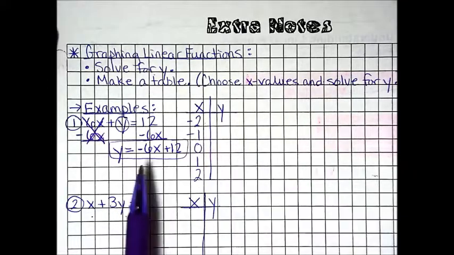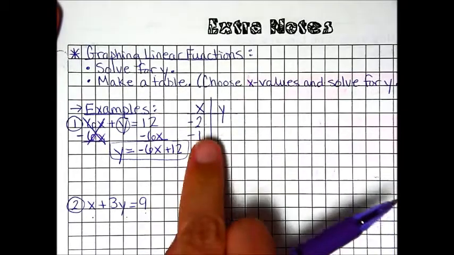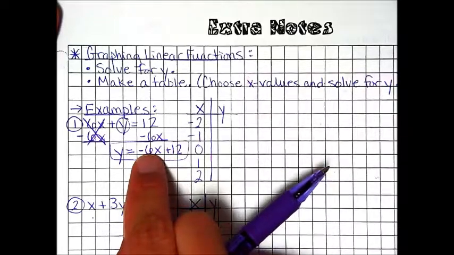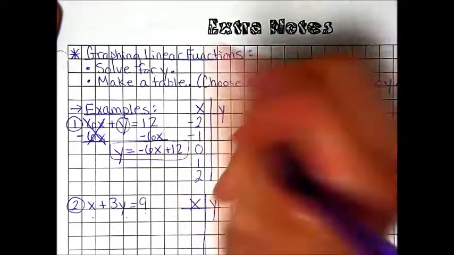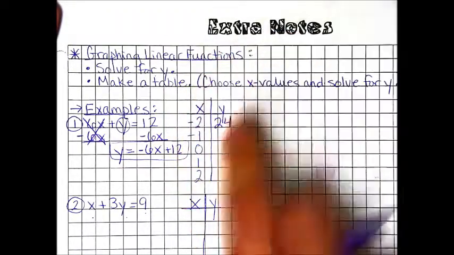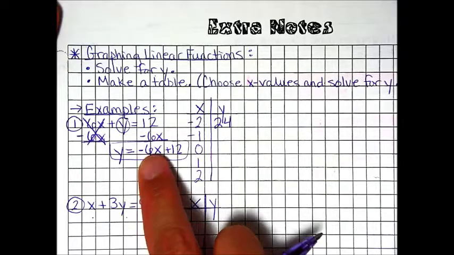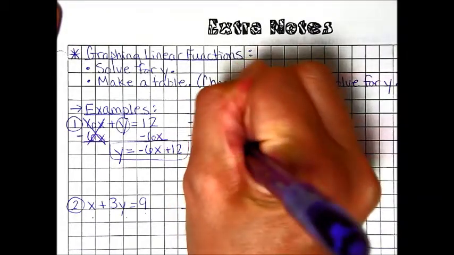So you are welcome to do this in your head, on your calculator, or write it out if you need to. But we're just going to plug these numbers in one by one. If I plug in a -2, -6 times -2 is 12. And 12 plus 12 is 24. If I plug in a -1, -6 times -1 is 6. 6 plus 12 is 18.